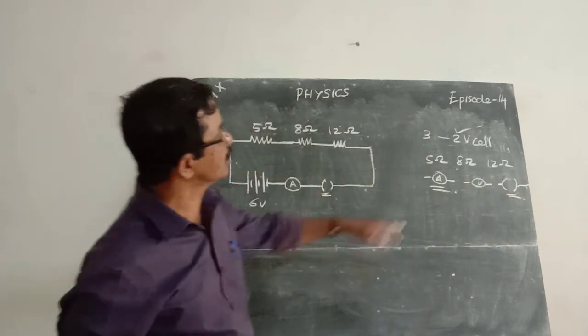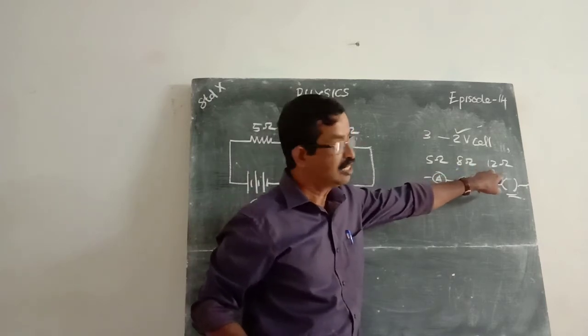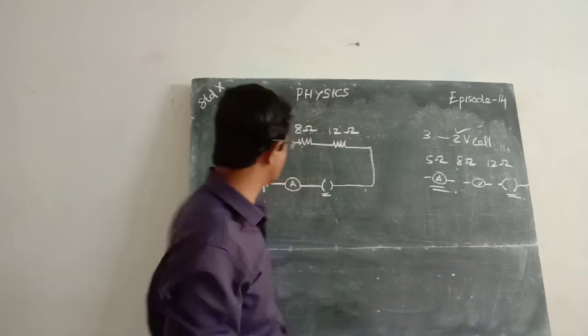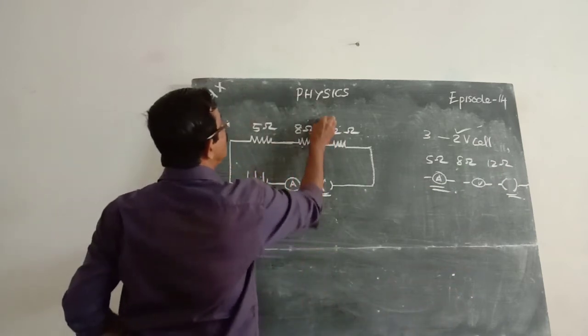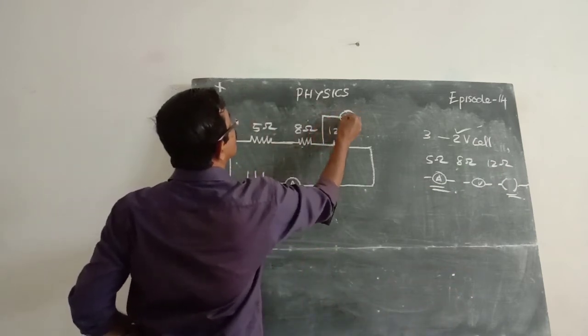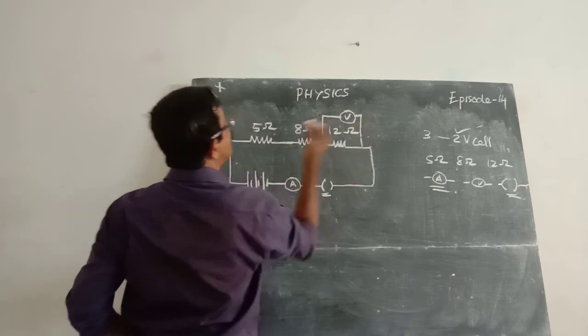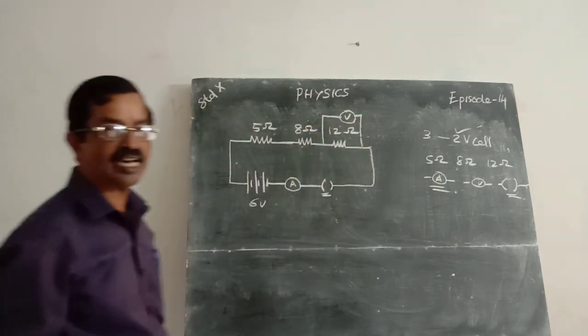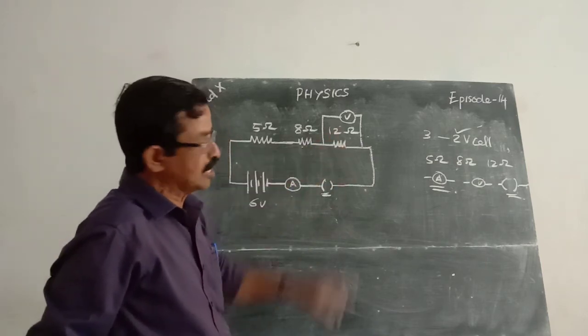Now one more thing you want to include is the voltmeter across the 12 ohm resistor. Here the potential difference across the 12 ohm resistor is what you want to find out. First of all you want to find the current, then the potential difference across this one.